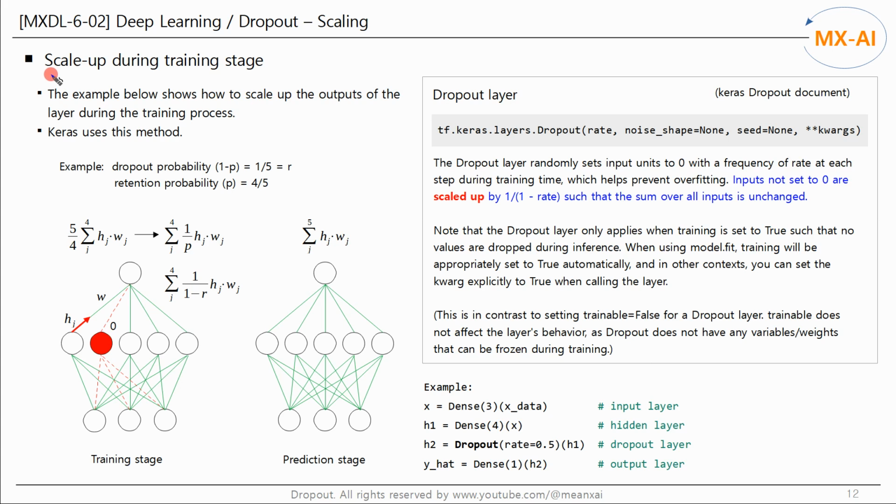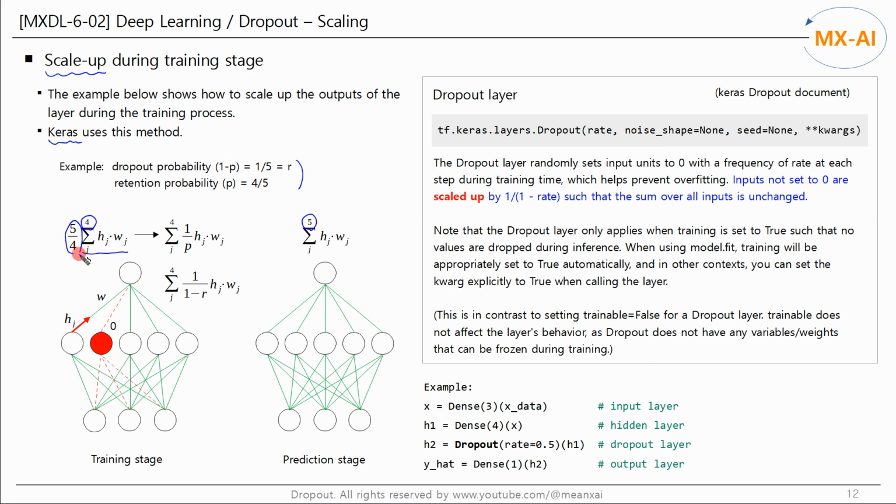We can scale down the weights in the prediction stage, but we can also scale up the neuron's output in the training stage. They all have the same effect. The example below shows how to scale up the outputs of the hidden layer during training. Keras uses this method. Dropout probability and retention probability are the same as the previous page. The outputs of 4 neurons are used in the training stage, and the outputs of all 5 neurons are used in the prediction stage.